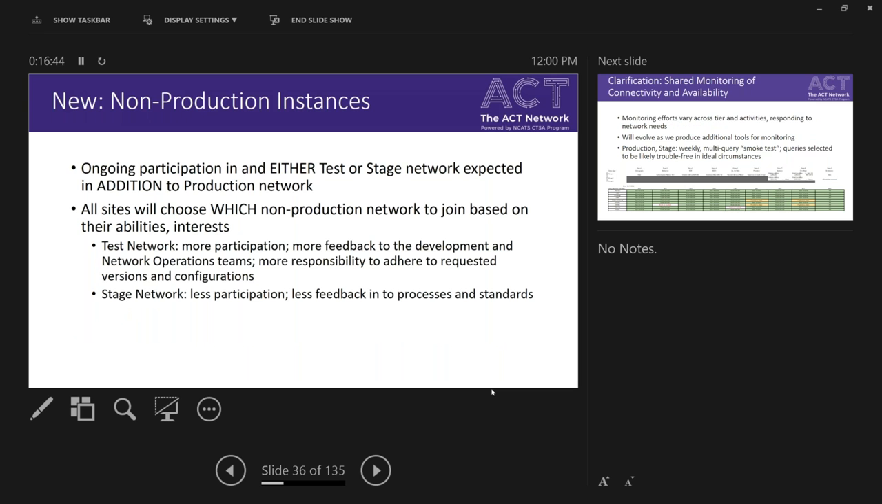As we mentioned, we strongly encourage sites to have a non-production network after they join production, either on stage or on test. Test, as we said, is where you can help us out by trying out the software and giving us feedback. On stage, you're more on your own. You're free to use that as a practice instance, but we're not going to be looking to you for early feedback in that case. But it's your choice where you want to have your non-production instance.